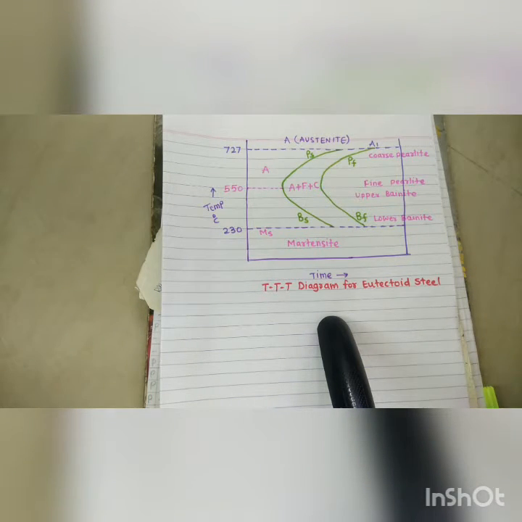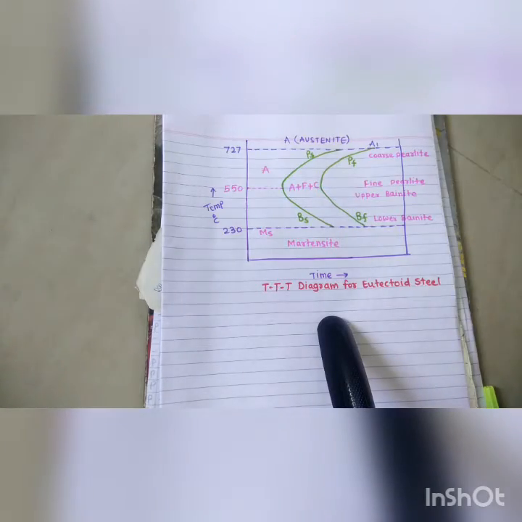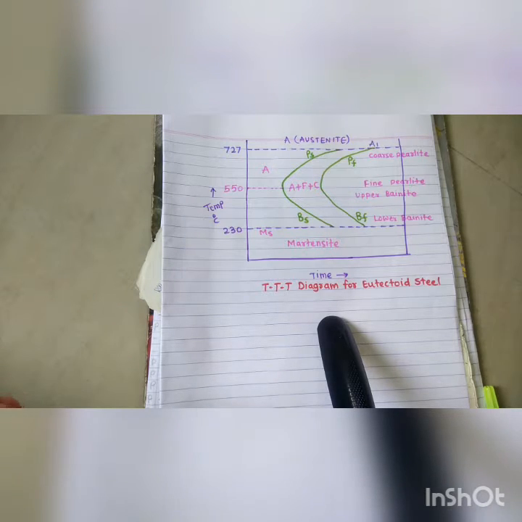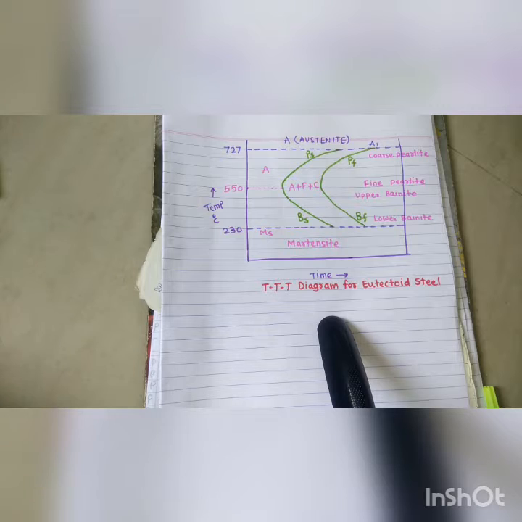Hello friends, today we will discuss austenite to pearlite and austenite to bainite transformation. So the first one is austenite to coarse pearlite. How this transformation takes place, that we will see with the help of the time temperature transformation diagram for eutectoid steel.